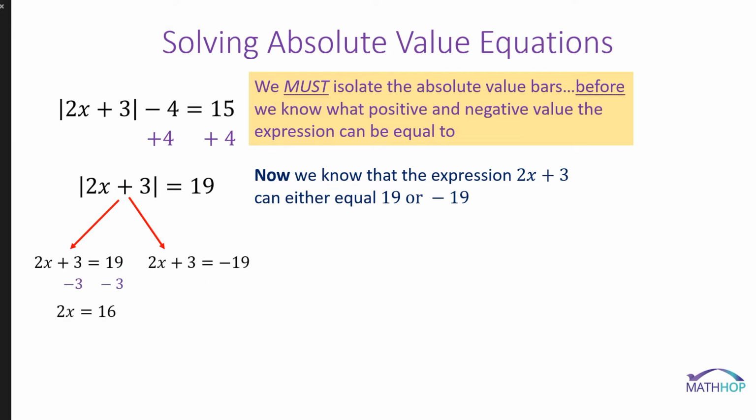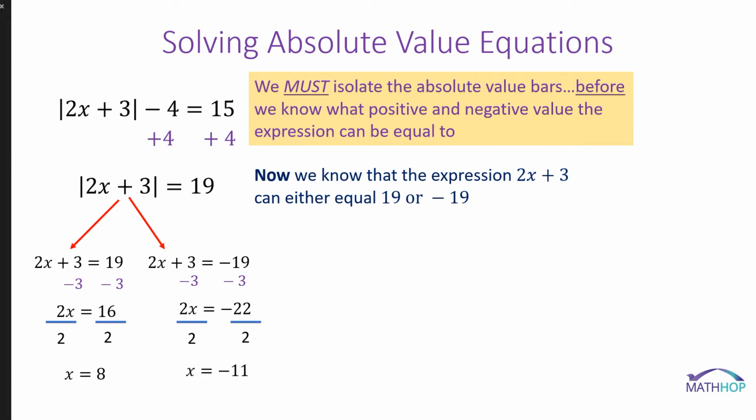Let's go ahead and solve the left one first. Subtract 3, you get 2x equals 16. Let's divide by 2 because x still isn't alone, and we get x equals 8. Solving the other one, again subtracting 3 is our first step. 2x equals negative 22. Again we divide by 2, x equals negative 11.